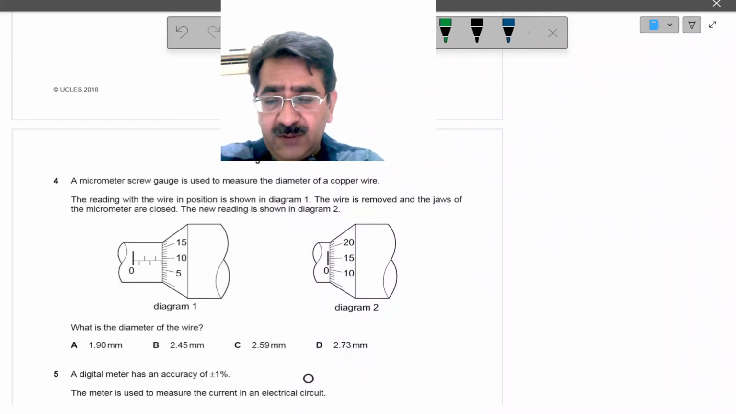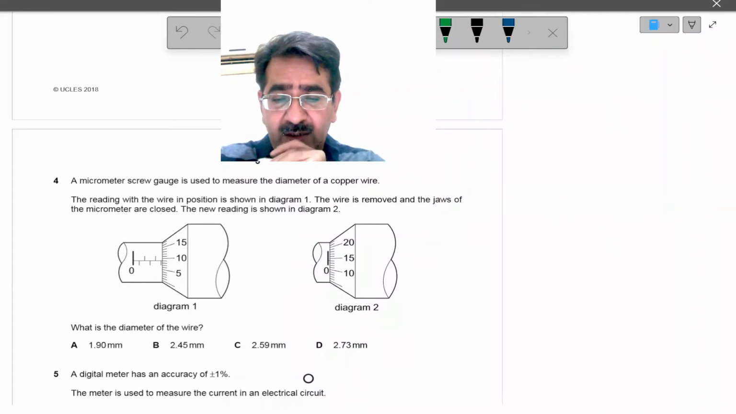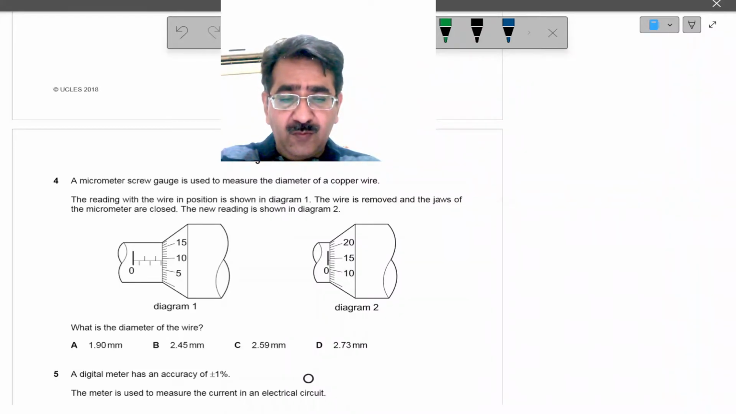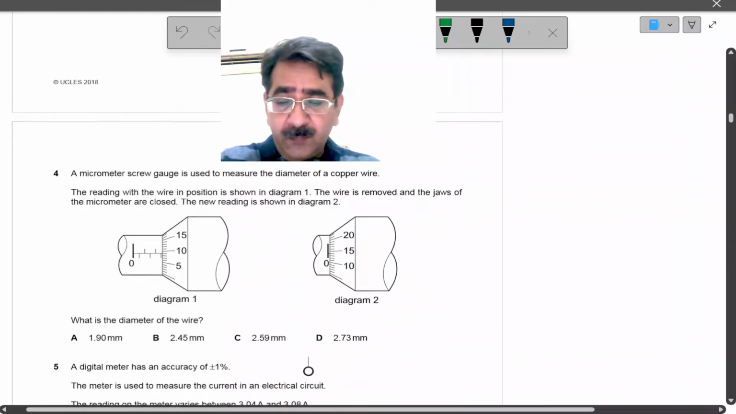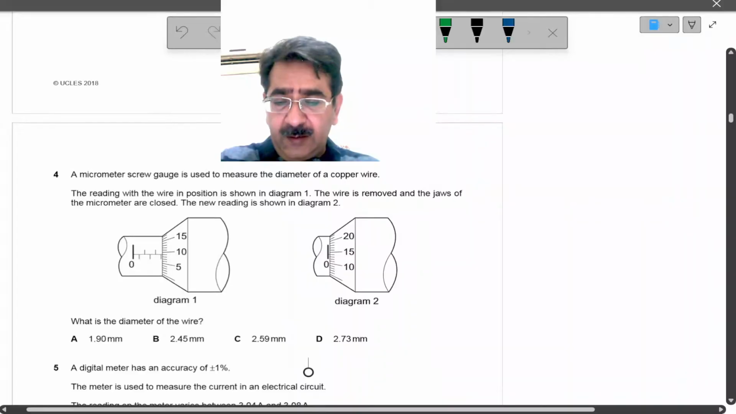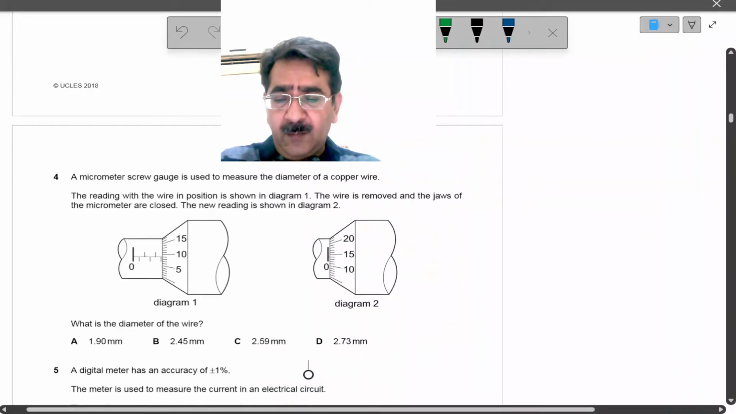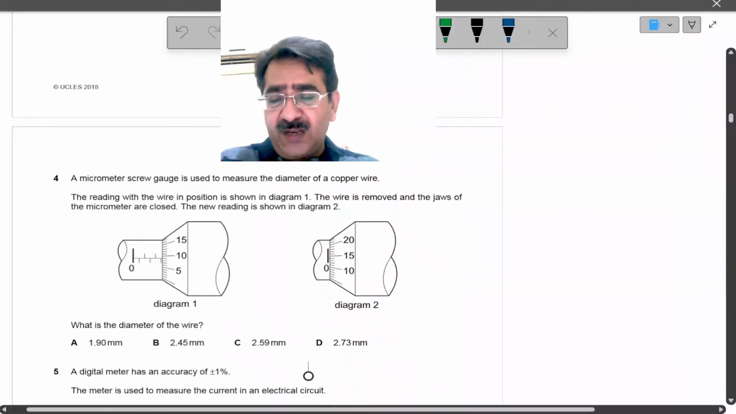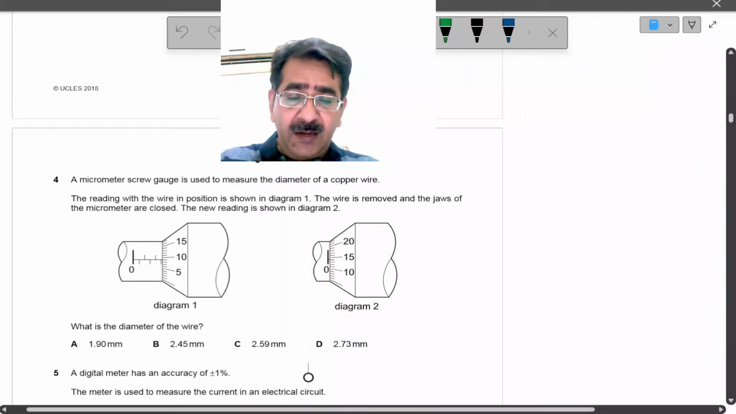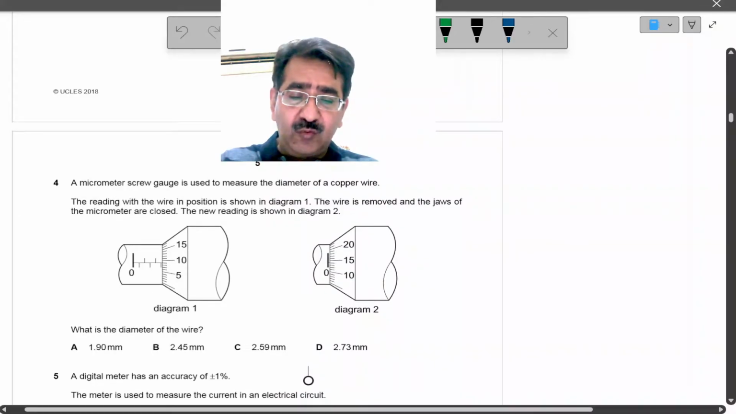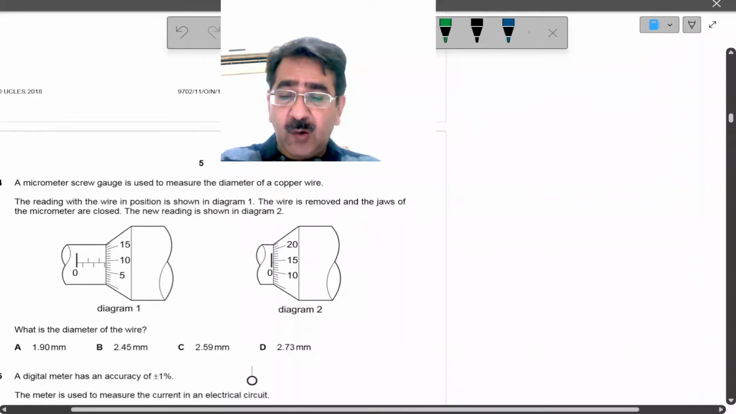The reading with the wire in position is as shown in the diagram. In diagram 1, the wire is removed and the jaws of the micrometer are closed. The new reading is shown in diagram 2. So diagram 1 represents the actual measurement, and diagram 2 is related to the zero error.